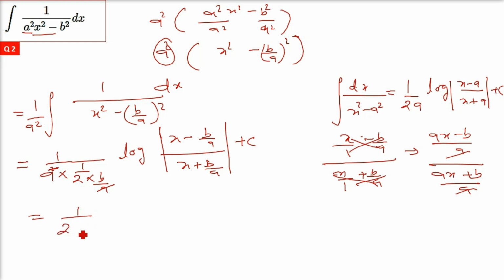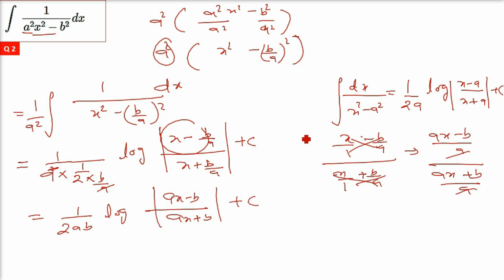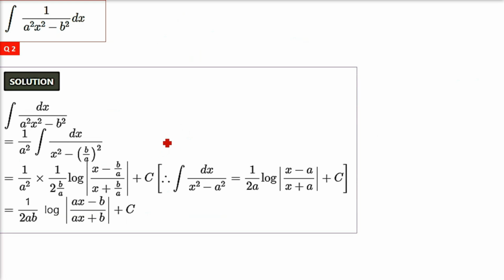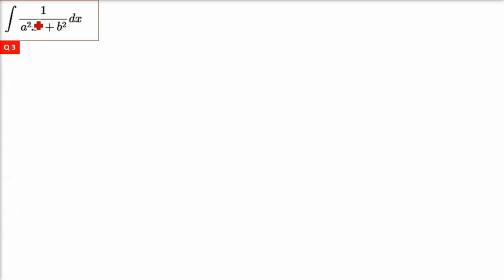So 1 by 2ab will come, and log, and this modulus of x minus b by a. So ax minus b, this we already got, by ax plus b, and this will be with a constant of integration. That's your final result. So this solution which you can do when you are writing, and this integration of dx by x square minus a square, that needs to be recalled. Again, same kind of a question with a plus sign in between.